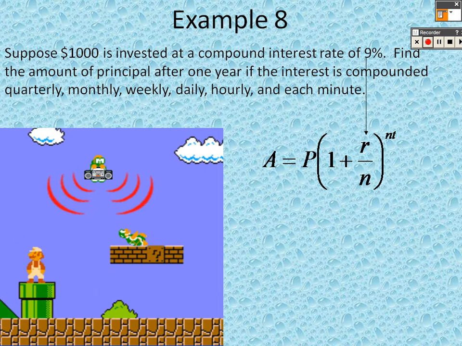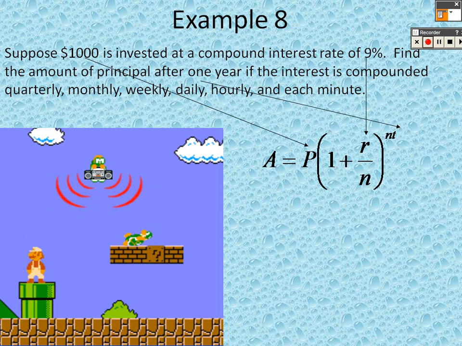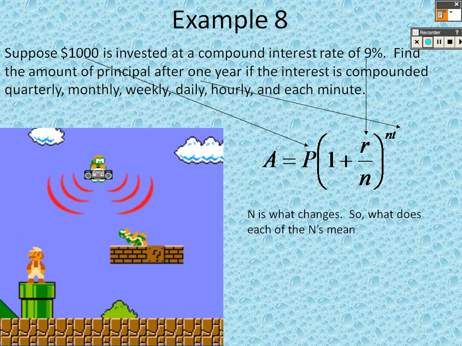So every single one of these we're going to have the same 9%. Every single one of these we're going to put $1,000 in. Every single one of these we're going to have a 1 for time, 1 year. The only thing that's changing in every single problem is n. Okay, so let's figure out what n is.